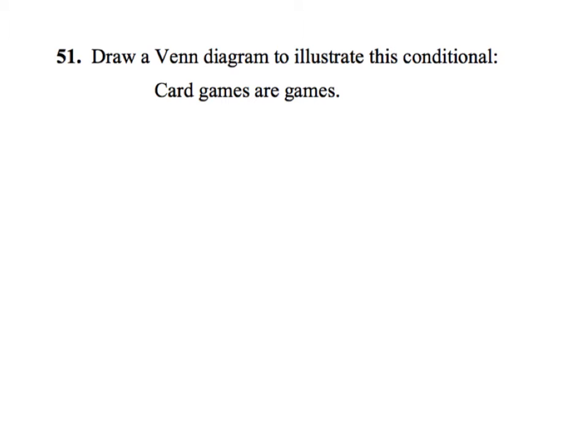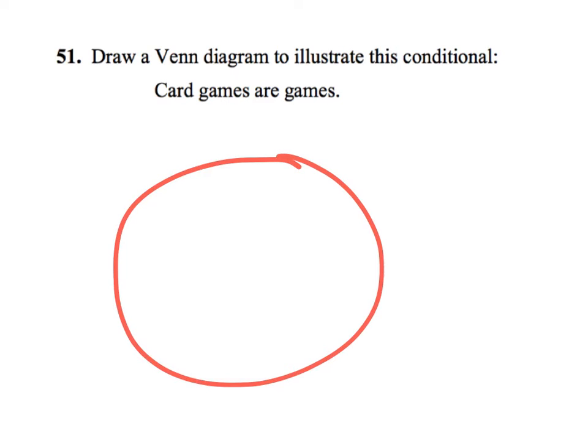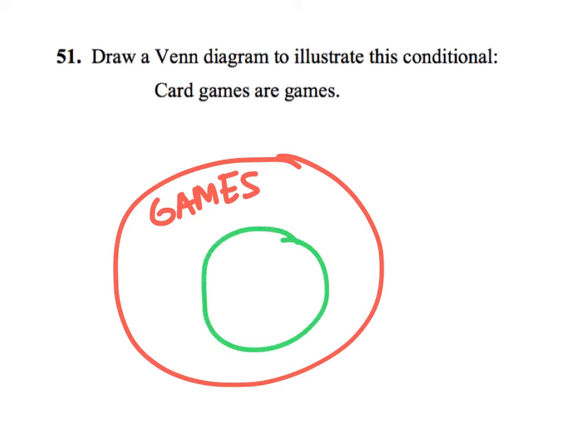We're going to get started. 51 says, draw a Venn diagram to illustrate this conditional. Card games are games. So the first thing I'm going to do is draw this beautiful circle-ish thing. This circle is going to represent games. Now inside it, I'm going to have another circle. That circle is going to represent card games.